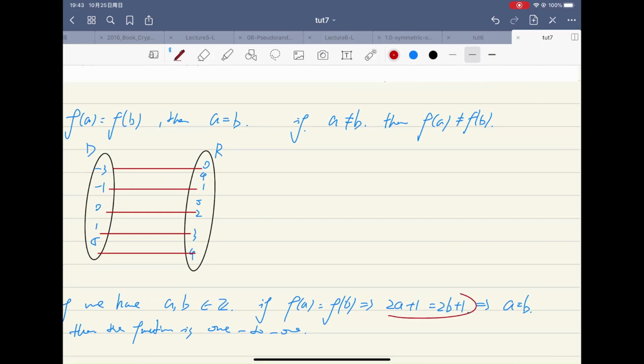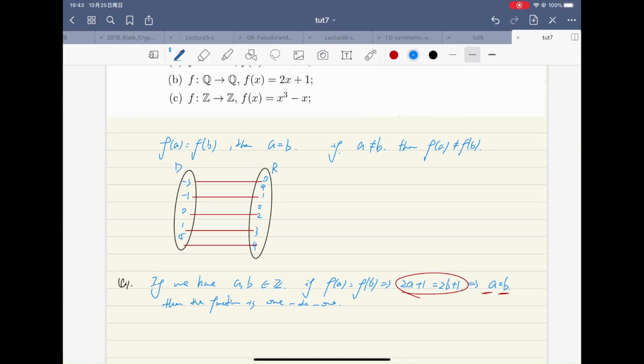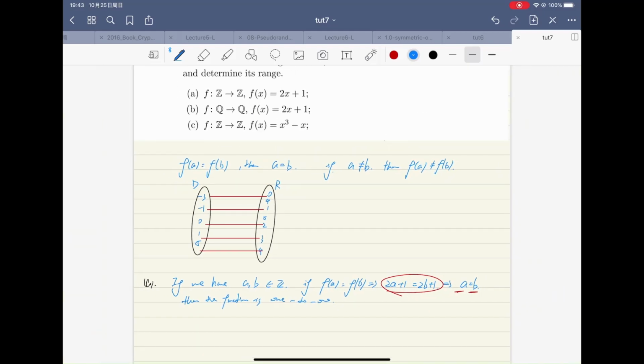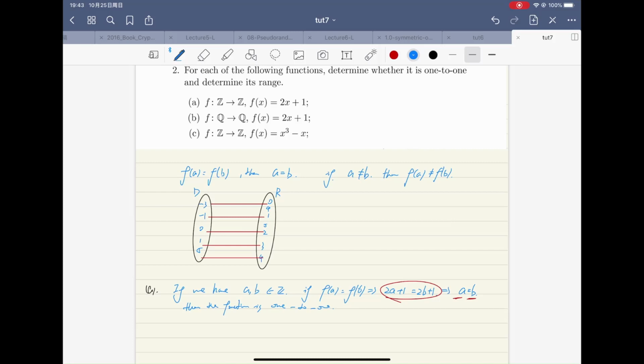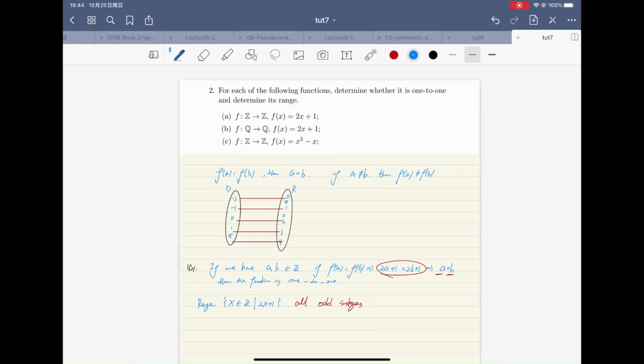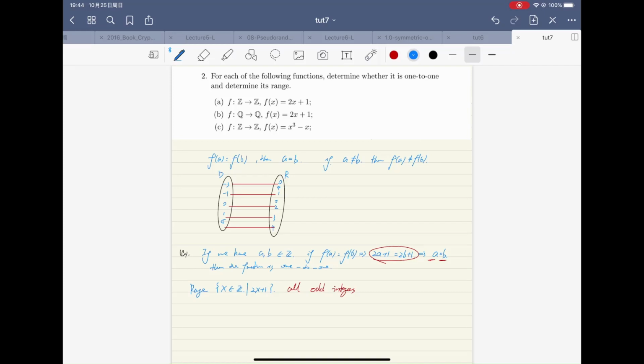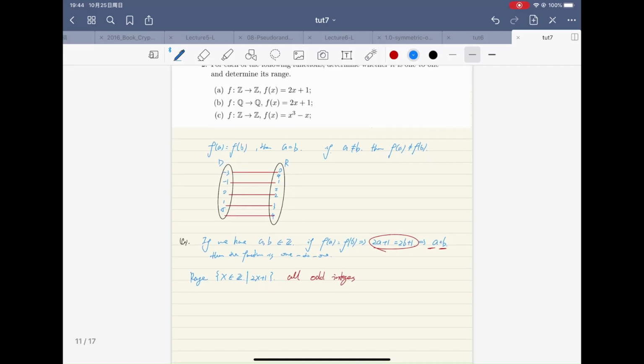We see here, we know a must equal to b, right? So this function is one-to-one, and the range should be x belongs to integer and 2x plus 1, which is all odd numbers, right? All odd numbers. I mean they are integers. That's the function A.